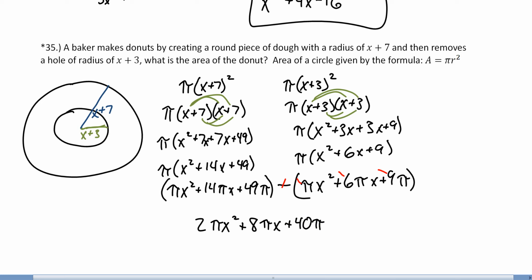Oh, I made a little mistake here. Sorry, that was a negative pi x squared, so that actually cancels out. Sorry about that. Pi x squared minus pi x squared is a 0. So I really just have 8 pi x plus 40 pi, and that's it. Hope this was helpful, and good luck on your test.